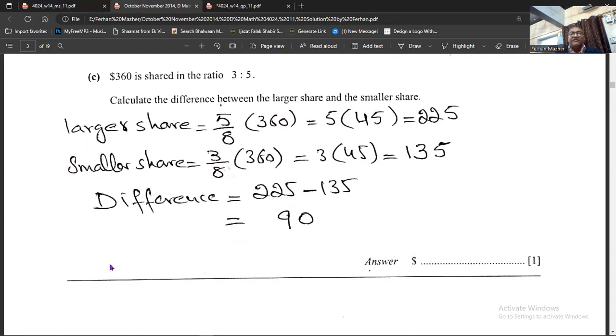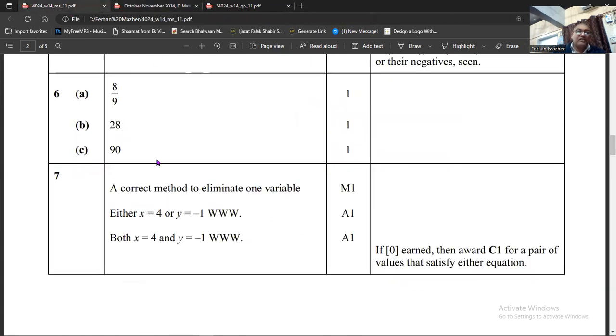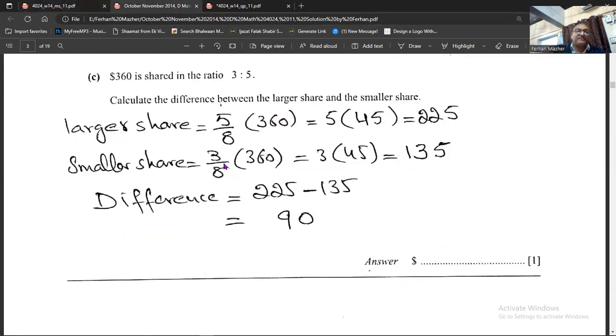So then we find the difference between them. That will be 225 minus 135, and that will be $90. $90. So our answer is right.